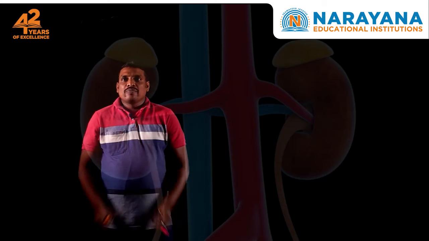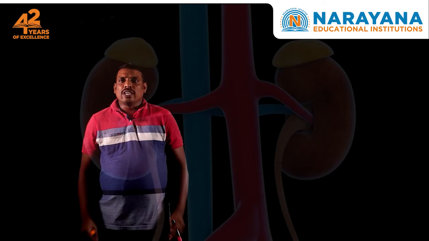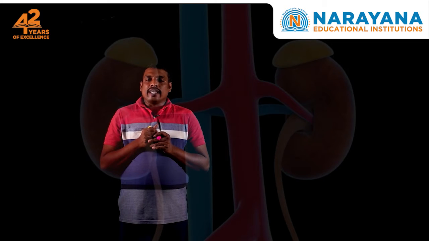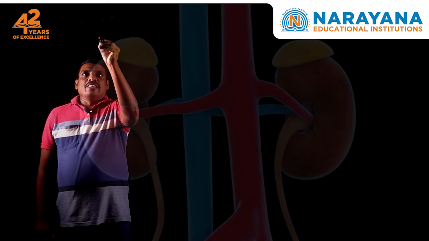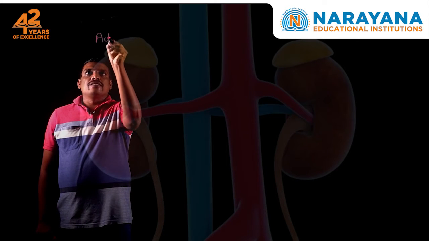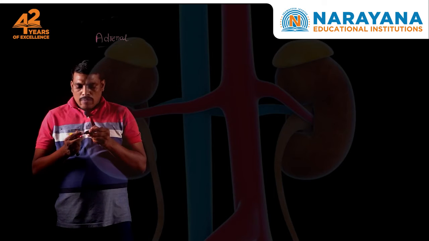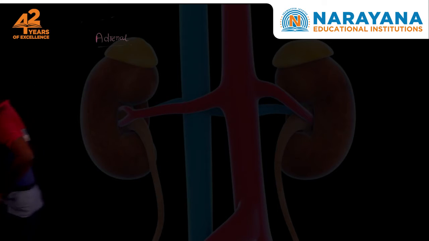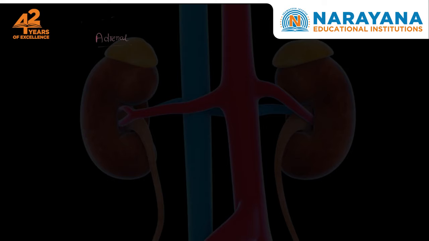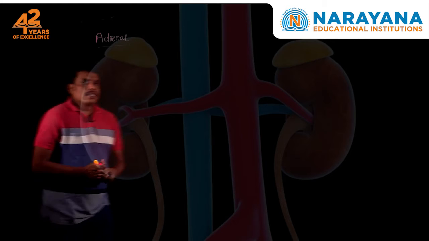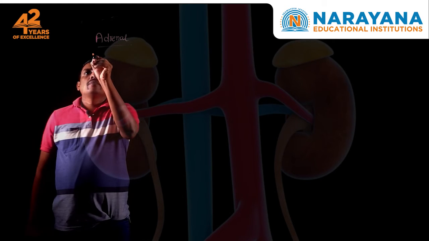Hello students, in this class we are going to see one more interesting endocrine gland, that is the adrenal gland. In the figure, you can see how the adrenal gland looks. By the way, how many adrenal glands are there in our body? In total, there are a pair of adrenal glands present in our body.